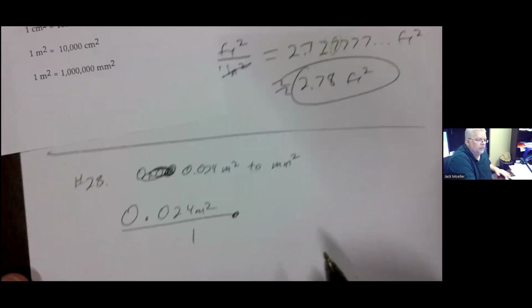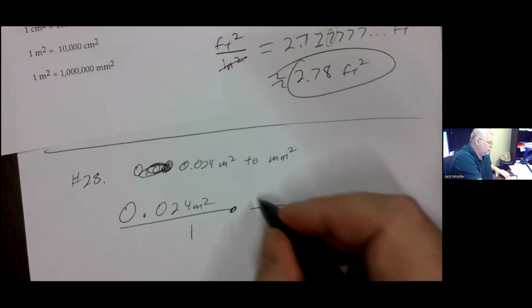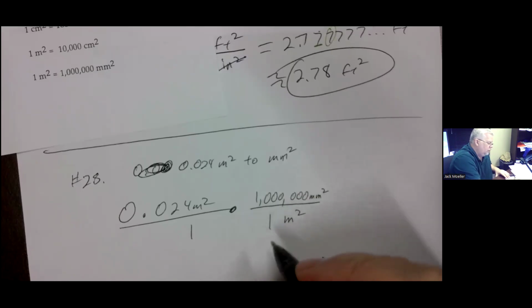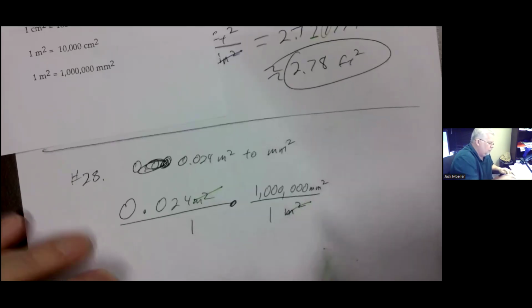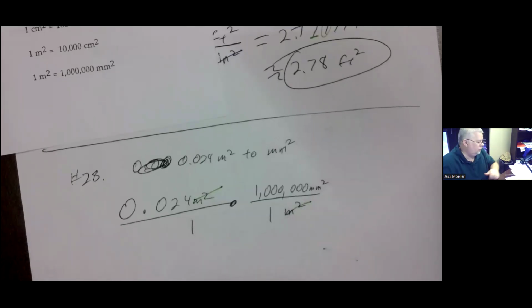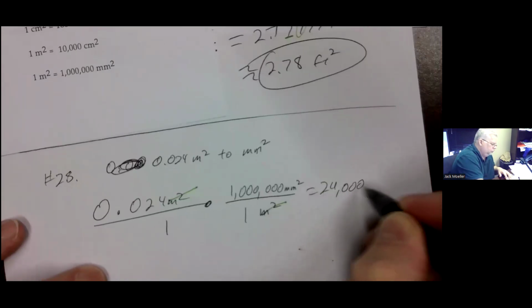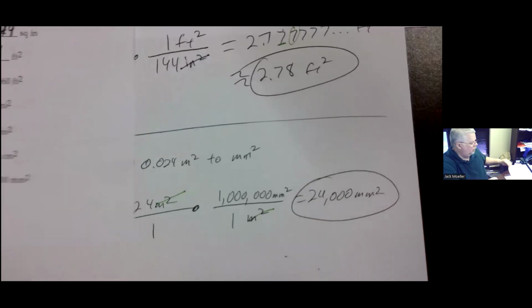How do we set this up? Well, we need meters squared on the bottom to cancel out. So 1 meter squared is a million millimeters squared. I'd hate to have to count those by hand. Meters squared cancel. The 0.024 times a million is 24,000 millimeters squared.